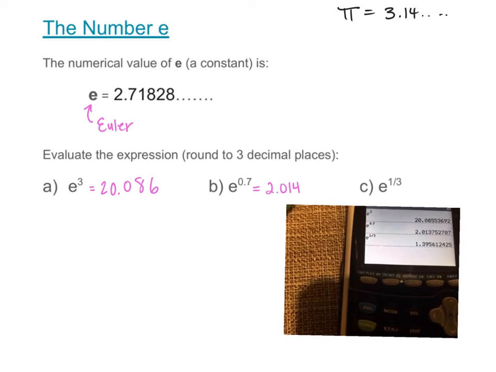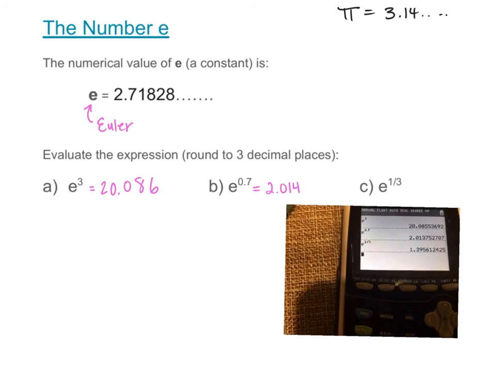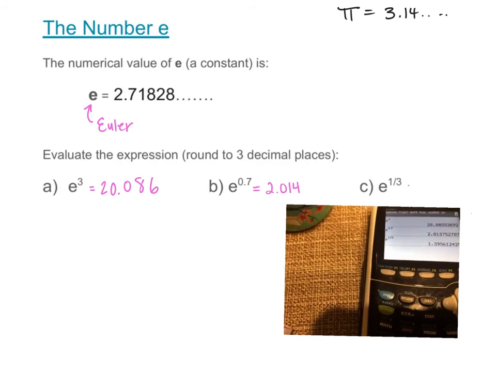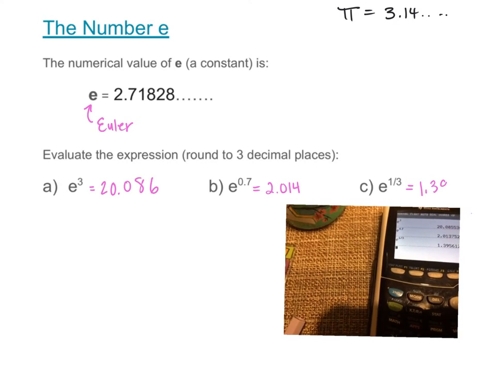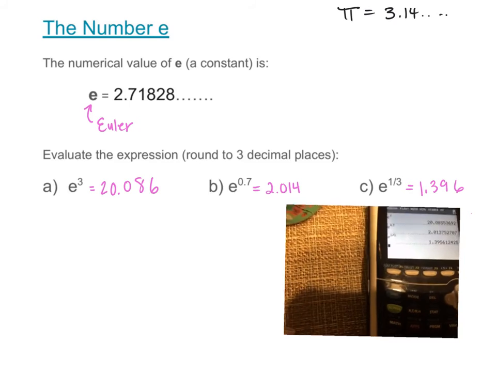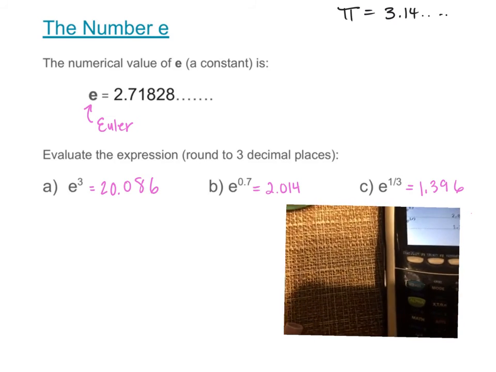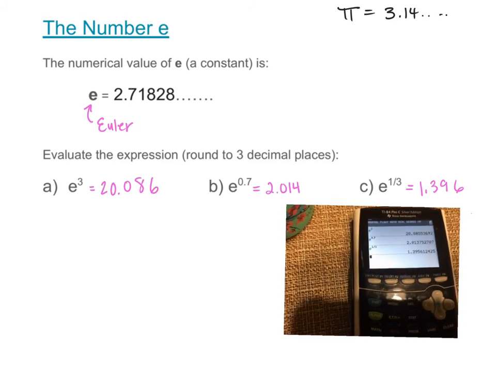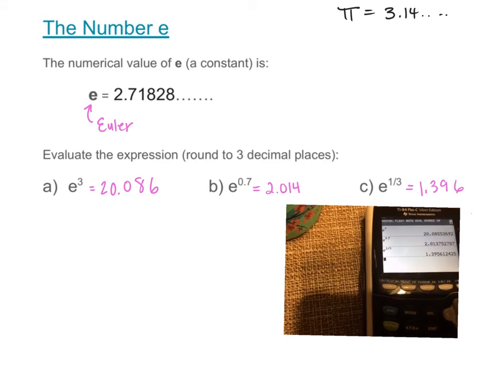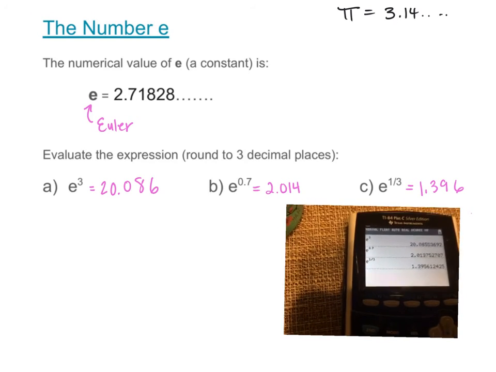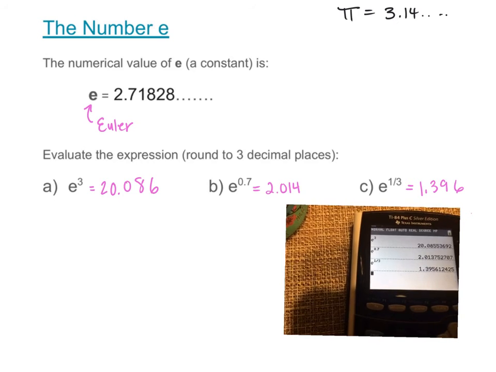So now I'm going to grab that number, 1.396 if I round. 1.396. And then I have evaluated all of my e's. So pretty easy if you have a graphing calculator. So make sure when you're in class, utilize the tools that are around you. But that's how you would do those problems.